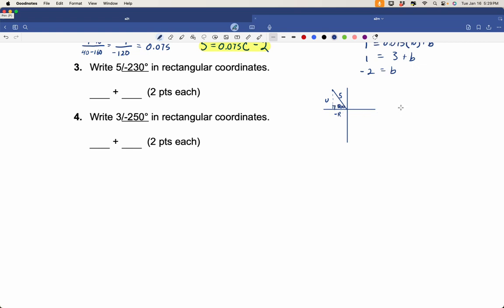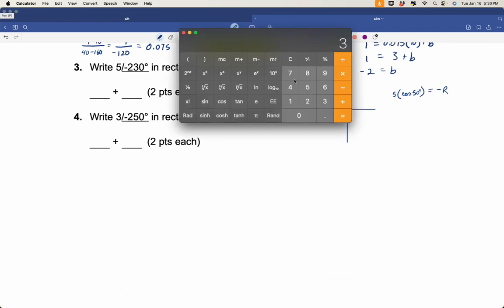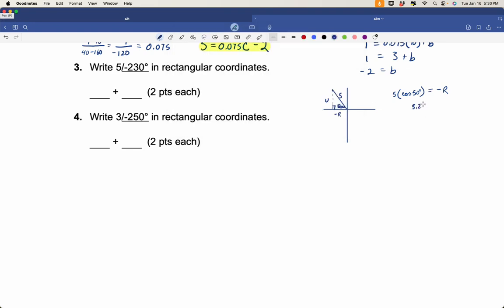So now what I'm going to do is I'm going to say 5 times the cosine of 50 degrees is equal to my negative R. Let's go ahead and do that one. So 50 cosine times 5 is 3.21. This 3 does not round up, so we're going to stop right there. So 3.21 is equal to the length of negative R.